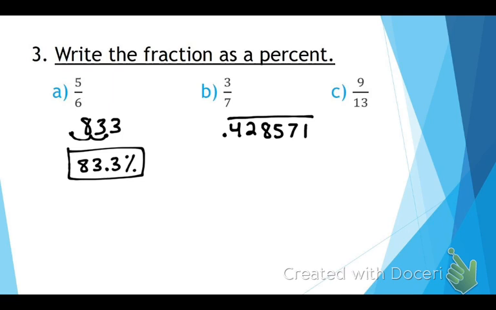Now, how many numbers do I want you to put? 3. I only need you to do 3 numbers. So if I know I need these 3 numbers right here, that 8 right there needs to be rounded or it needs to stay. But we got to figure out, should it be 0.428 or should it be 0.429?